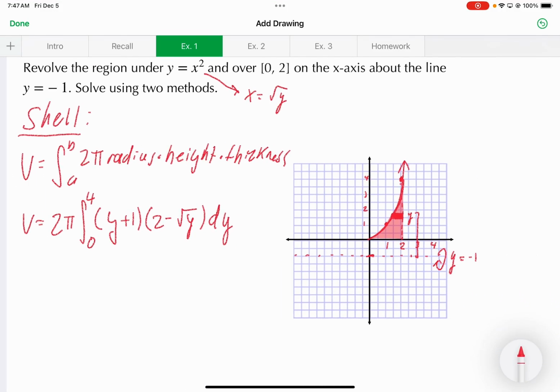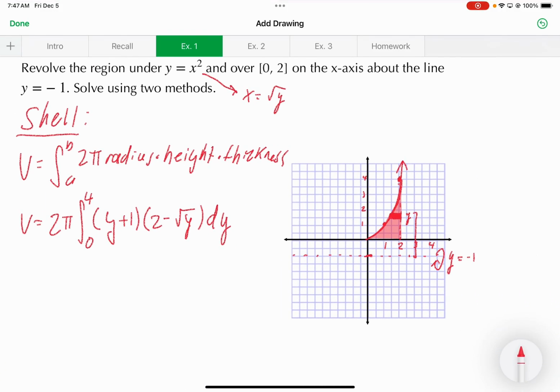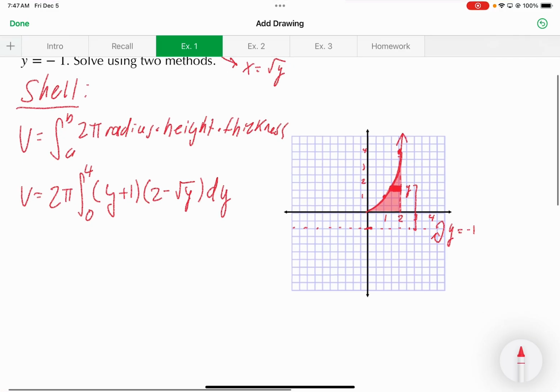Okay. So then I think we actually went through and integrated that. And if I remember correctly, it was something over something pi over 3 or something like that. I don't remember. But either way, that's how we would do it using shell method. Let me show you how to set it up instead by using a different method.